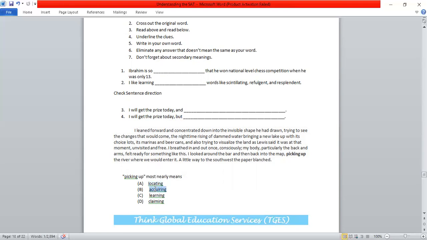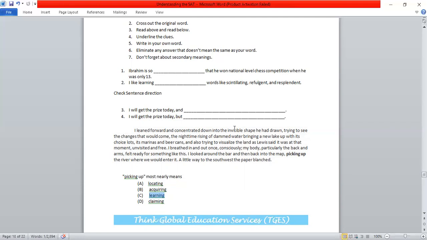I'm not acquiring the river. I'm not saying, map, this is my area, so let me color this, and no, this is mine. And now, because I colored the map, nobody else can take this river. It's mine. Or learning about the river. Oh, this is the map. Okay, I've learned it. No. And you didn't claim it, for sure. You just said that this is the place I'm going to enter it from. How do you know where the place is? Because you can see it in the map. So you located it.